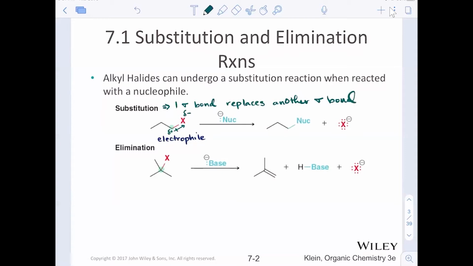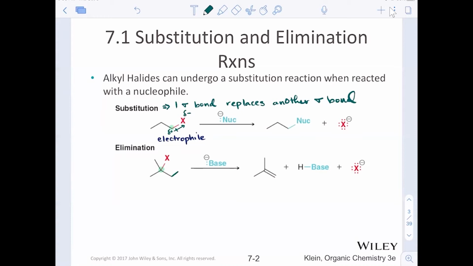Likewise, in elimination, we have our electrophile being our alkyl halide, but notice over the reaction arrow, we now have the term base. Size is not going to be an important factor in understanding whether this reaction happens or not. Size is going to influence the product, but a base can be as big or as small as it needs to be in order to do this elimination reaction.